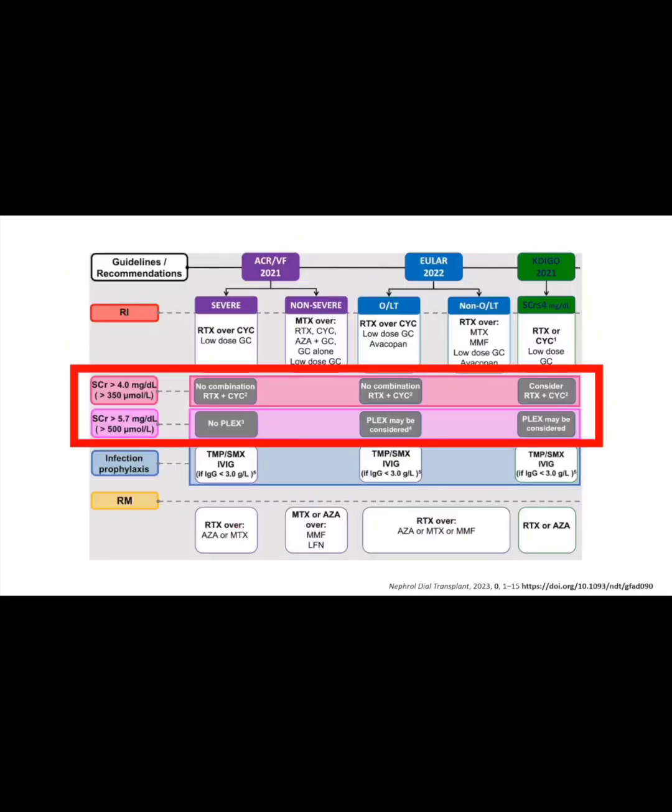I put this slide in. This is from your talk that you have in your syllabus on ANCA vasculitis, because I wanted to just highlight the fact that there is no consensus between the guidelines about the use of both the combination treatment of cyclophosphamide and rituximab and the use of plasma exchange.